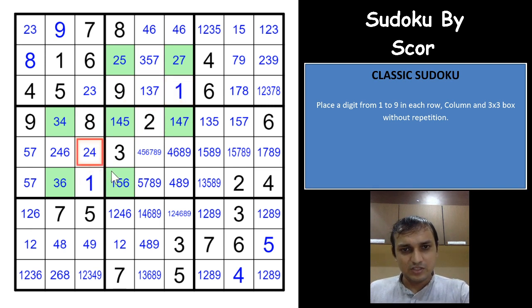Now if you see here, this cell would have to be a 1, this cell would have to be a 1, that eliminates 1 from this cell and 1 from this cell, right? And that eliminates 1 from both of these cells, that eliminates 1 from this cell.